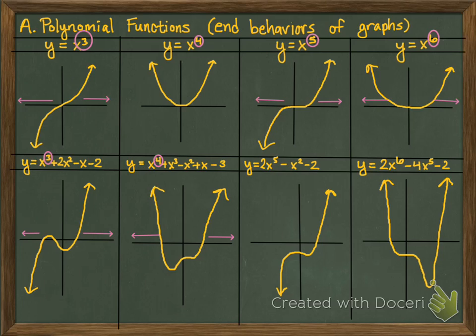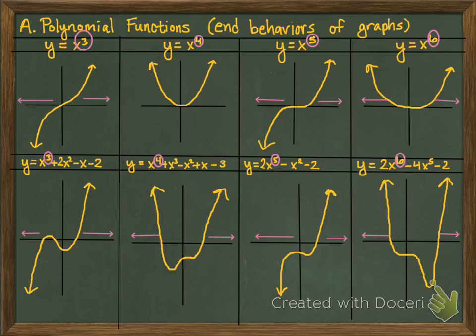Now let's take a look at x to the fifth. As you go to the left, it still goes downward, and as you go to the right, it goes upward. And then x to the sixth, same thing. Even if you have a coefficient, even if you have extra terms, as you go to the left, it goes upward, and as you go to the right, it goes upward. So what we want to do is take that and predict what's going to happen with other equations later on.